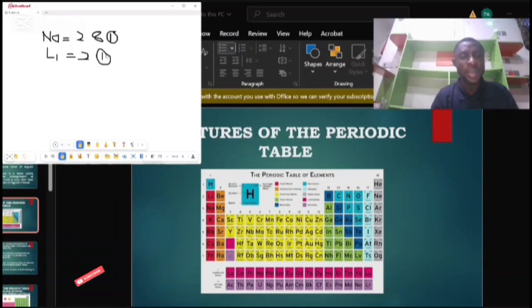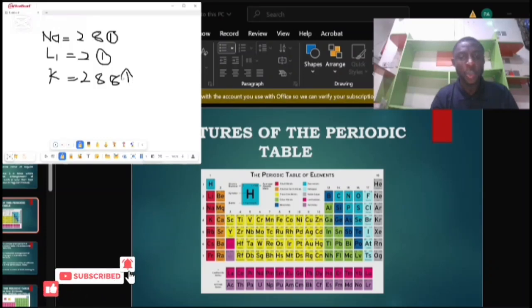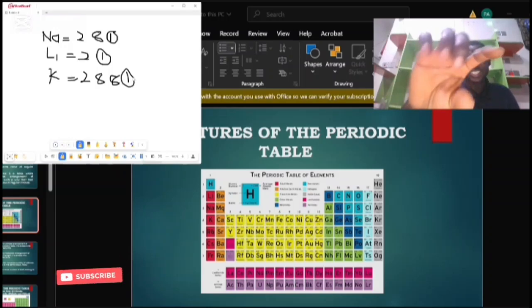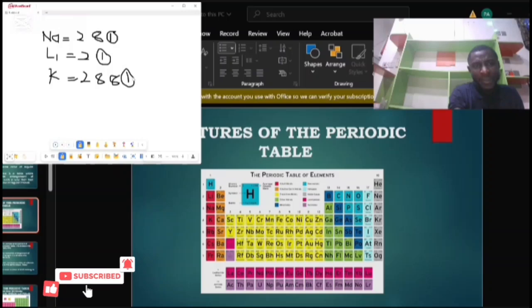So the valence electron is 1. Another element in group 1 is potassium. If you write the electron configuration of potassium, that will be 2, 8, 8, 1. So what is the valence electron? It is 1. So we see that this property of 1 occurs for all the elements in group 1.